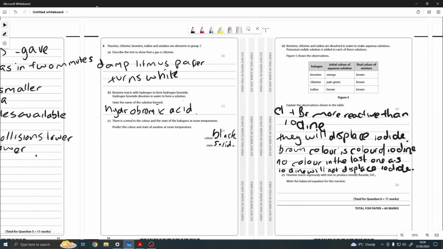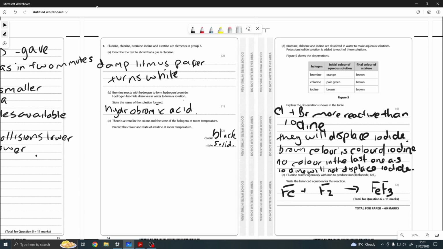Good. Right, fluorine reacts vigorously with iron to form iron 3 fluoride, FeF3. Right, so we've got iron, Fe, plus F2, making FeF3. Now, let's leave the Fe's alone because they're the same for now. Let's start off with the F. So we've got 3 and we've got 2.